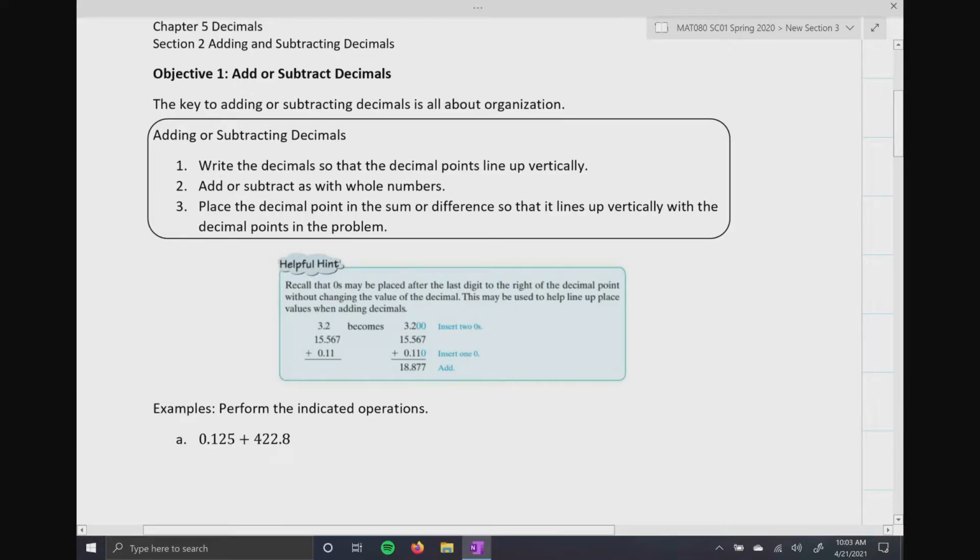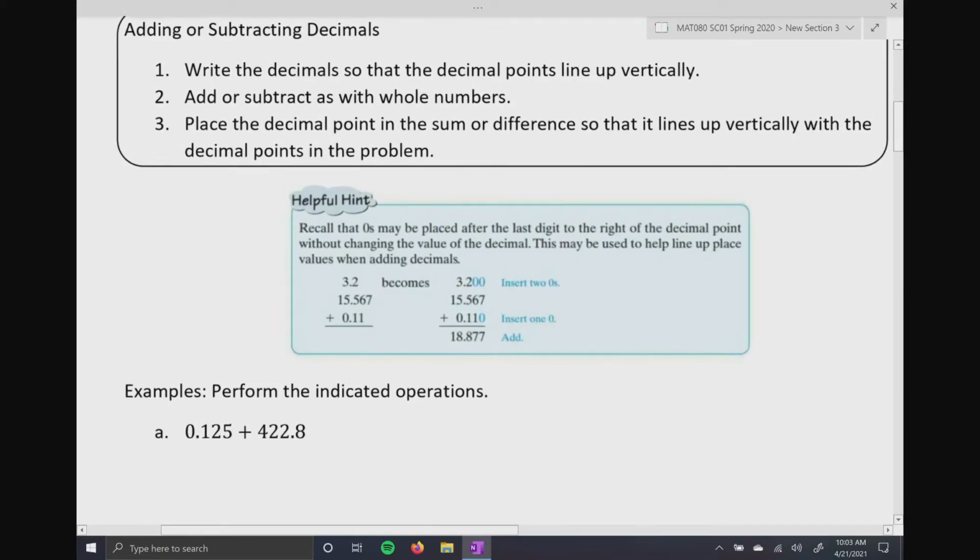And here's a little helpful hint. Sometimes when you add a decimal, like 3.2 plus 15.57 plus 0.11, you can actually put zeros in the spots where there's no number. And that kind of keeps everything nice and aligned. All right? So let's just do some examples, because really that's it. I mean, you already know how to add numbers. Now it's just a matter of just adding decimals, okay?